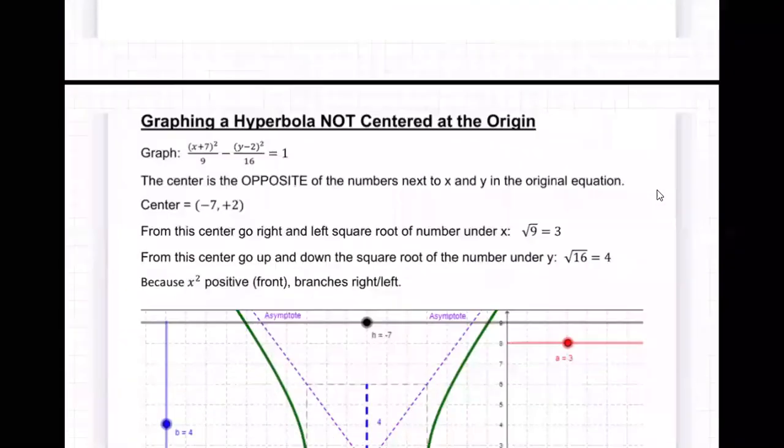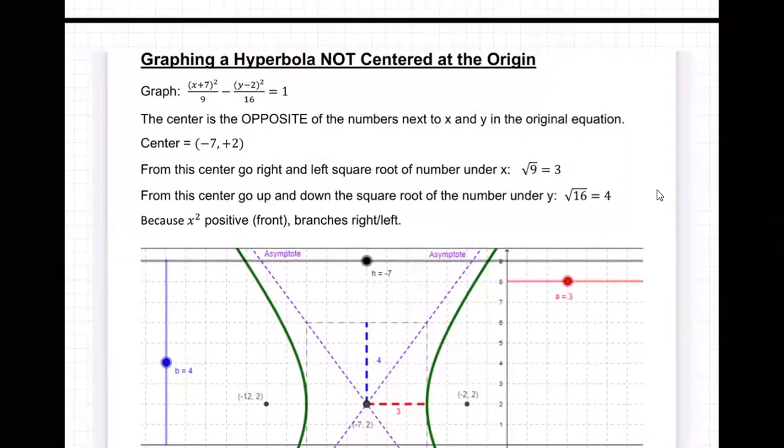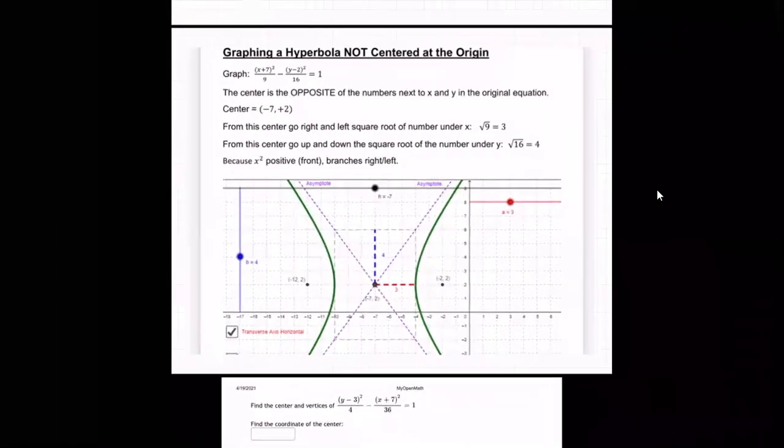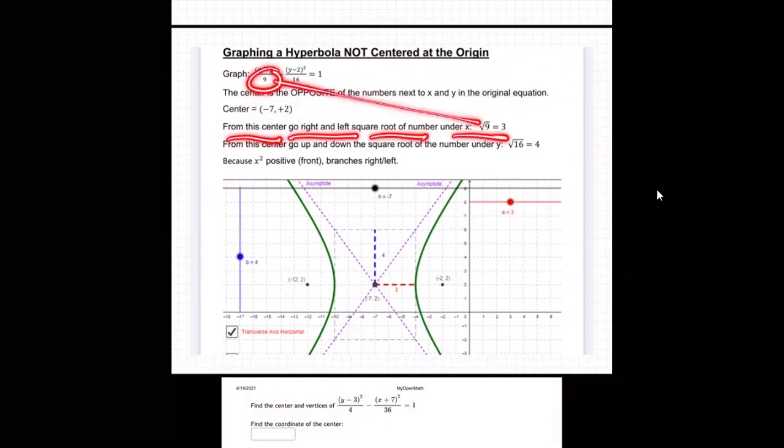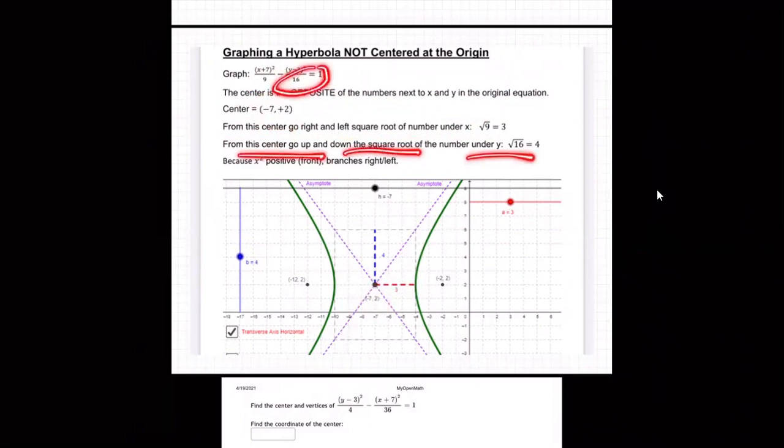And that's what they're saying in the notes. Graphing a hyperbola not centered at the origin. How do we do it? Well, it says the center is the opposite of the numbers next to x and y in the original equation. Got it. From this center, go right and left the square root of the number under x. Square root of 9, 3. See how this goes right 3? From the center right here at negative 7, 2, they go right 3 and also left 3. And then from the center, go up and down the square root of the number under y, square root of 16, 4. So they went up 4 and down 4, and then they made this dotted box. And then you put the diagonals in, the dotted diagonals, which are the asymptote lines, which guide the branches.